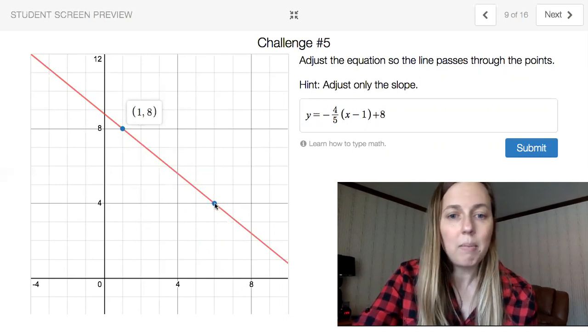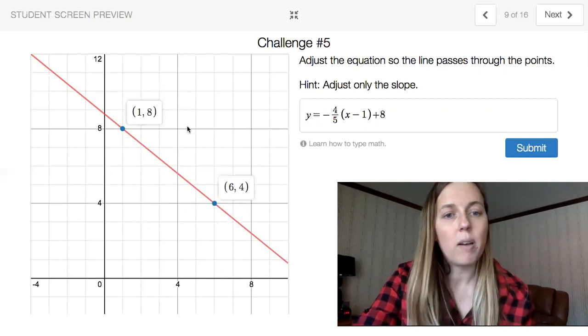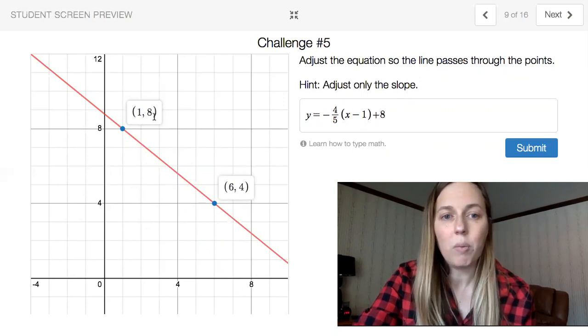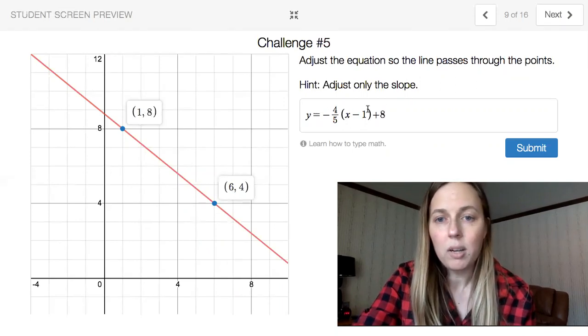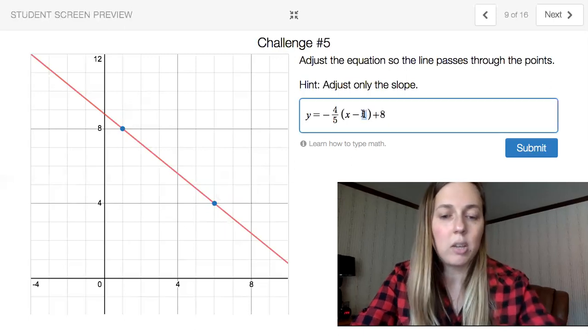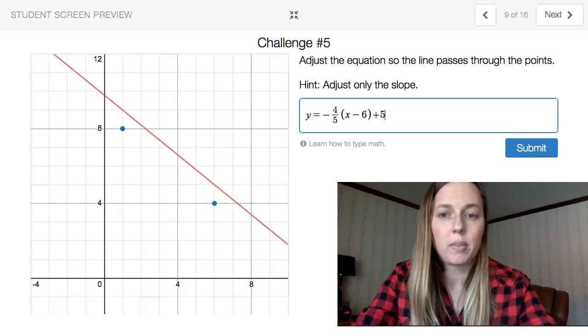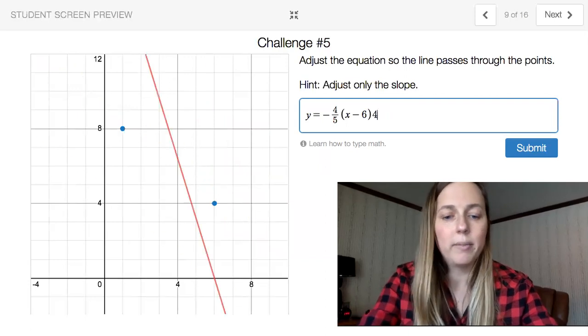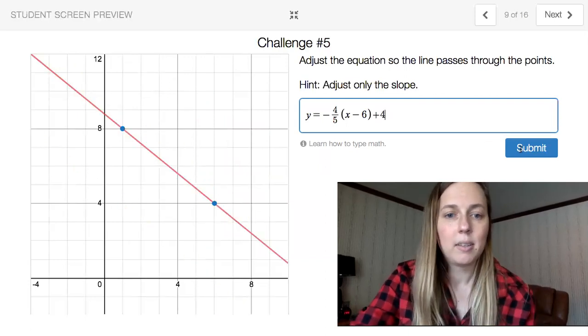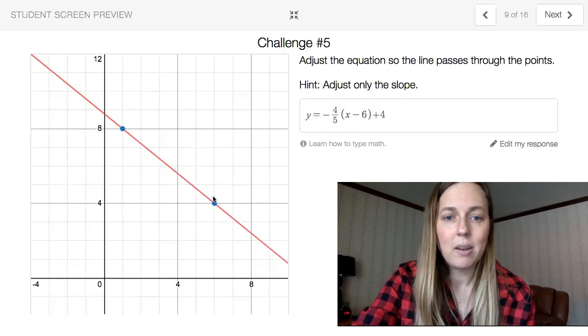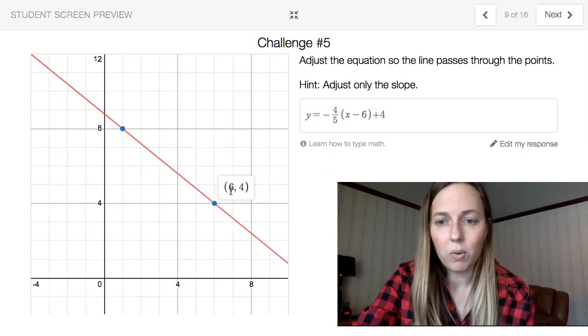You could do the same thing. You could change this around, and wherever there was a 1, you could have put in a 6, and wherever there was an 8, you could put in a 4. Like put a 6 here and put a 4 here, and it would still work. Like try this out. Oops. Well, same line. Now it's just going through this target point of 6, 4.